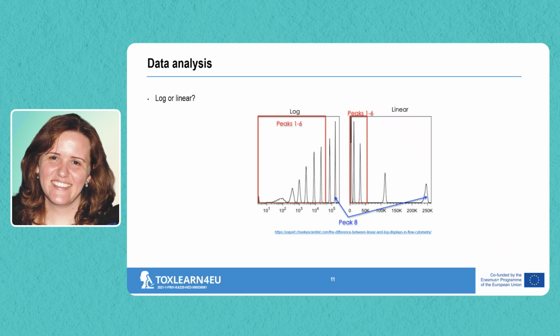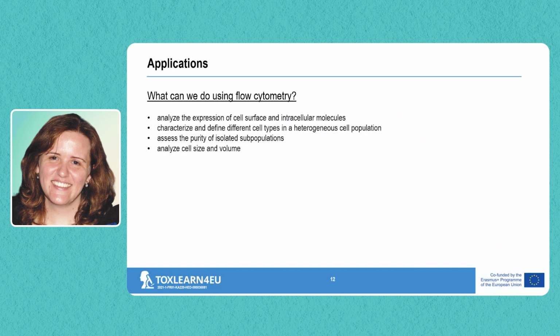The good thing about this is that you can try everything in the beginning. You can try all kinds of graphs, you can try all kinds of scales, you can try to use area or height or Y, and you can see what is best working for you and for your data interpretation. So what can we do using flow cytometry?